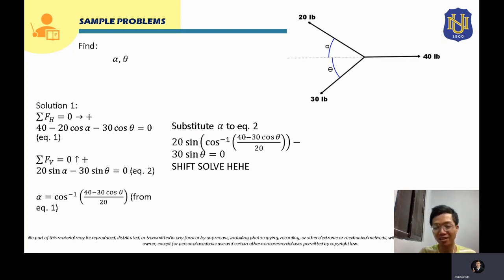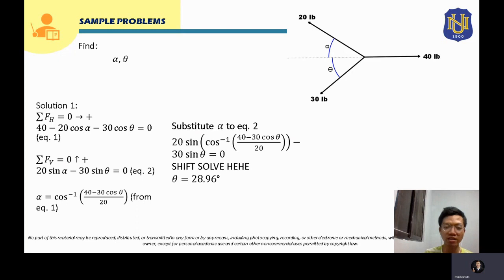So this solution 1 is not actually the appropriate solution for this. If we use this, we will really have to use shift solve. So to solve for the theta, if we use shift solve, that will be 20 sine of arc cosine of (40 minus 30 cosine theta) over (20 minus 30 sine theta) is equal to 0. It will give us the answer for theta will be 28.96 degrees.